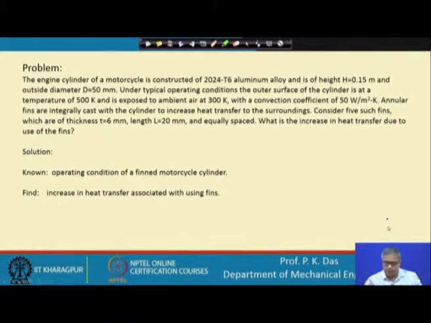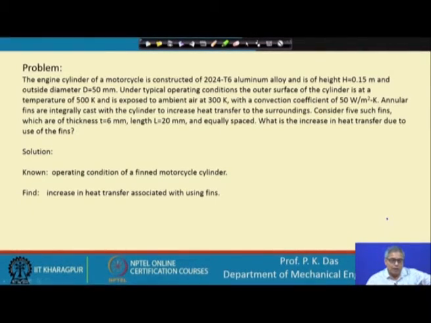Now, if we go to one problem, where so far we have dealt with a single fin, now we would like to deal with multiple fins, or a surface with multiple fins. This is a problem which is taken from the book of David and N. Kropera.